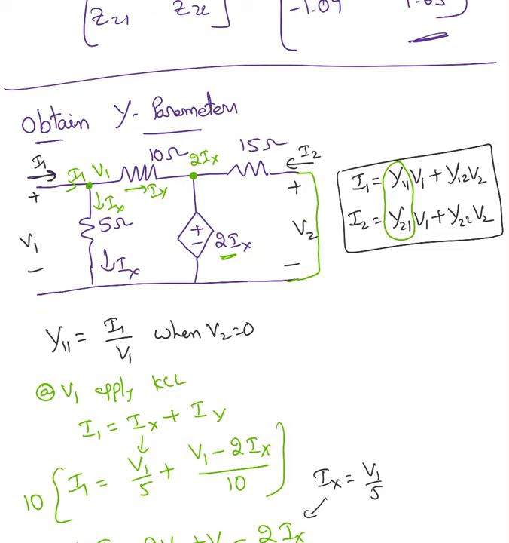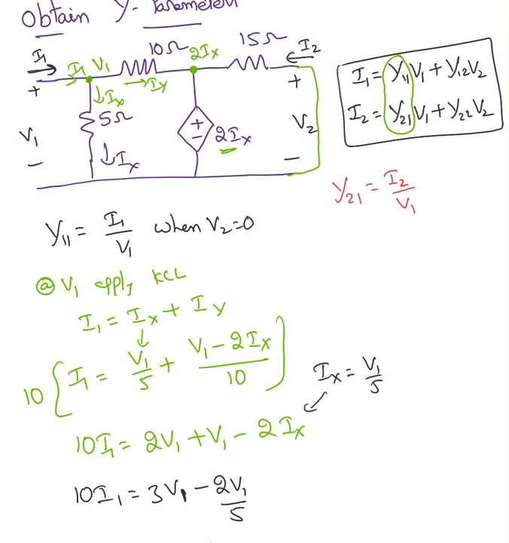I'm going to use this space here. So let me write y21 equal to I2 over V1. Okay, we just did V1 equal to 5 times Ix. Okay, so V1 equal to 5 times Ix because this is V1. Okay, V1 is nothing but 5 times Ix. I'm going to take this as one equation. Now I need to find the relation between I2 and Ix.